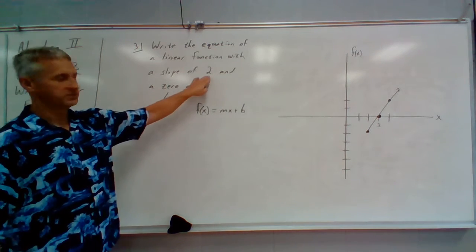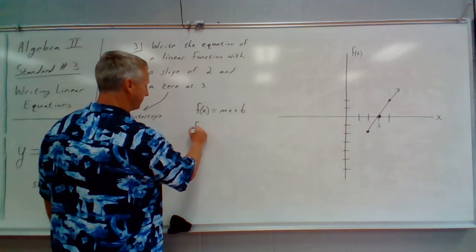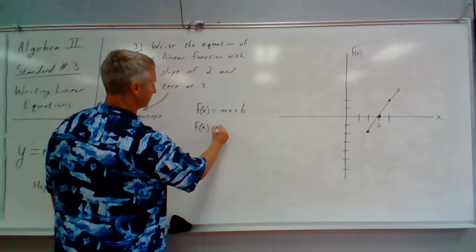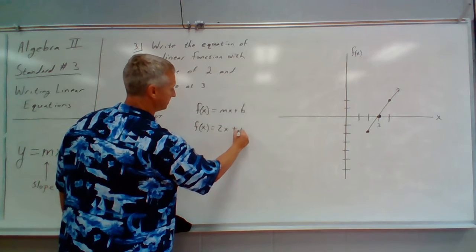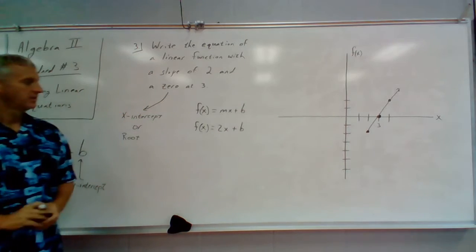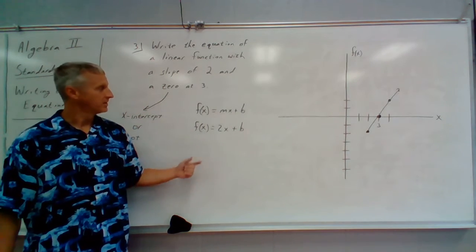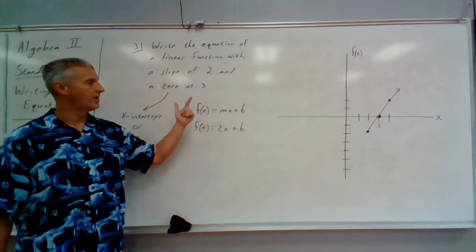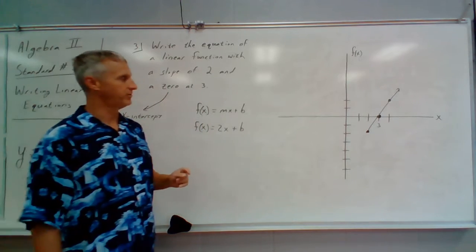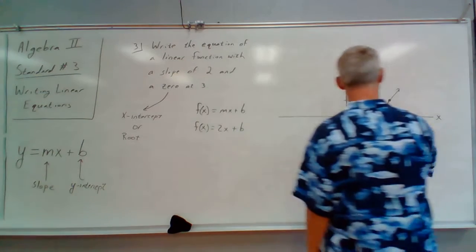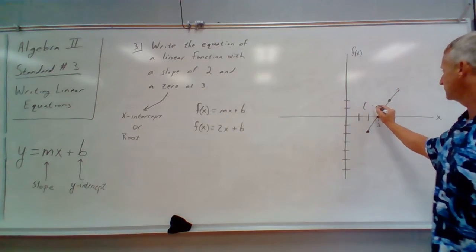All right, so I know what the slope is, so let's plug that in. F of x is equal to 2x plus b. All right, my job is to figure out the y-intercept, or the b. I don't tell you the y-intercept, but I do tell you another point. I tell you this point 3, 0.